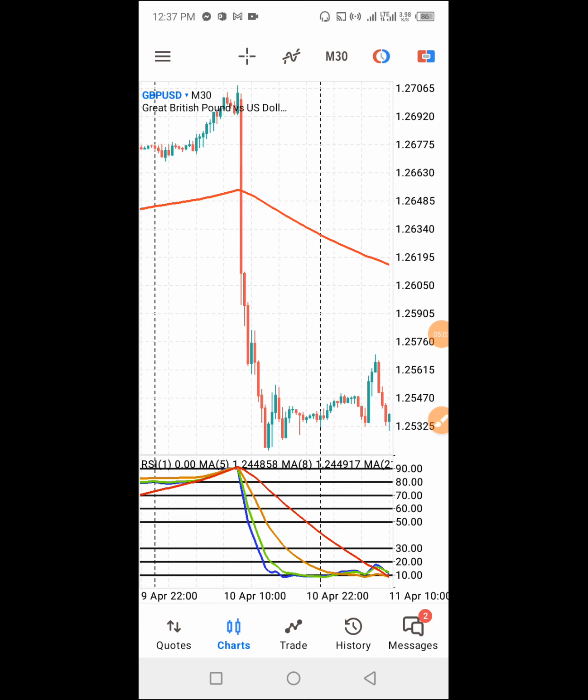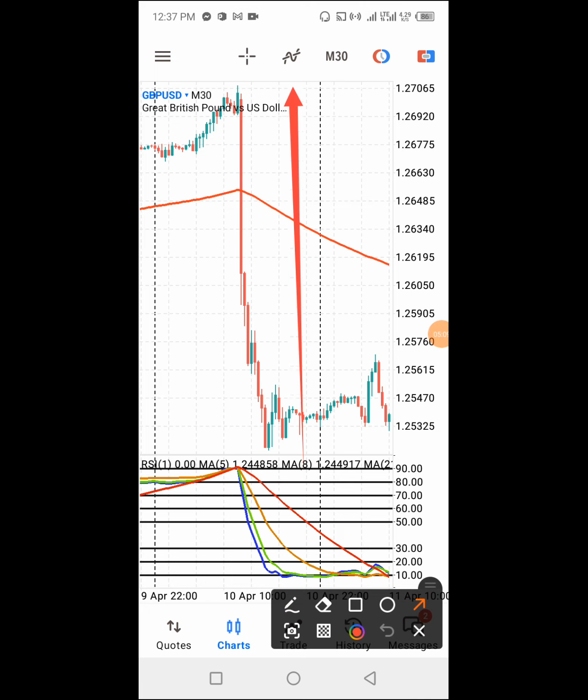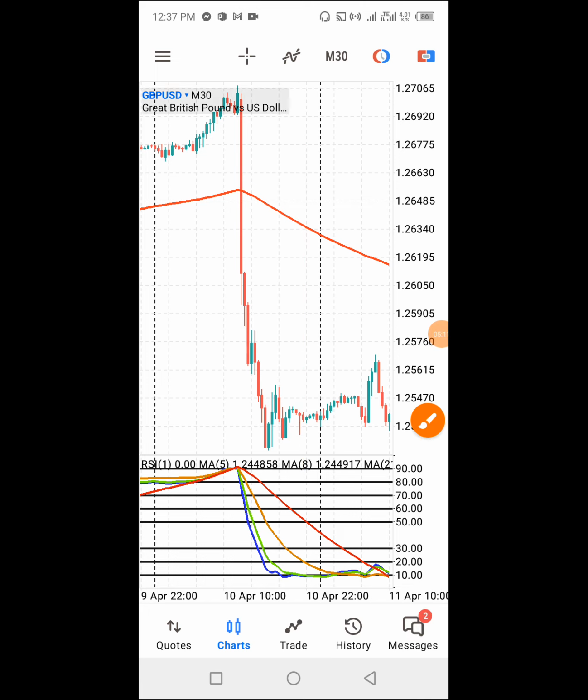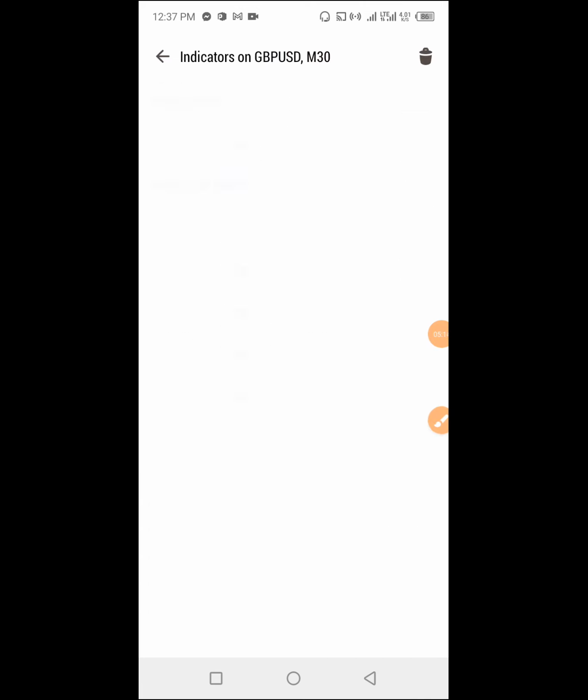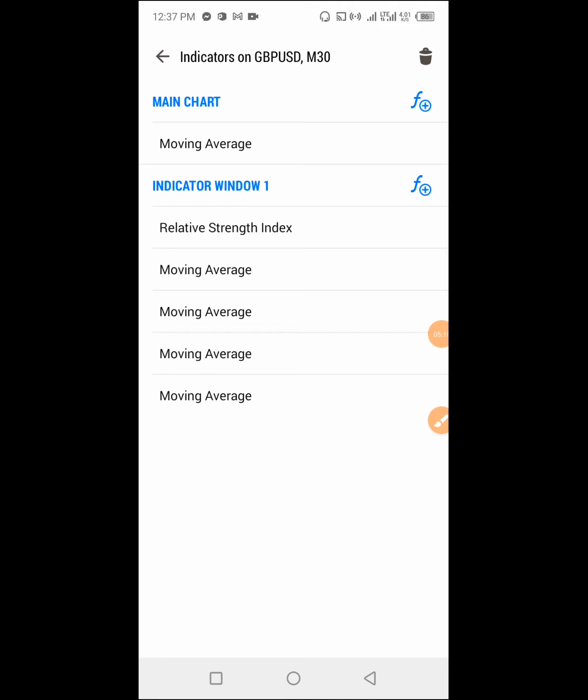Is that clear? So to add these indicators on this chart, this is the first thing you do. You click on this F icon at the top. When you click on it, it takes you to where those indicators are. You see it here in our window, here in the indicators section.